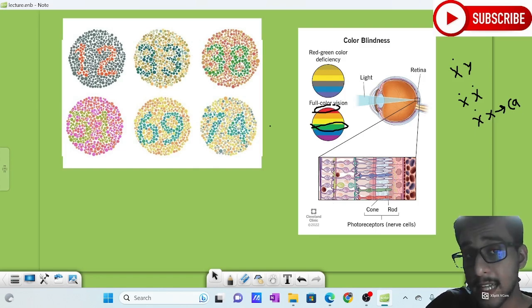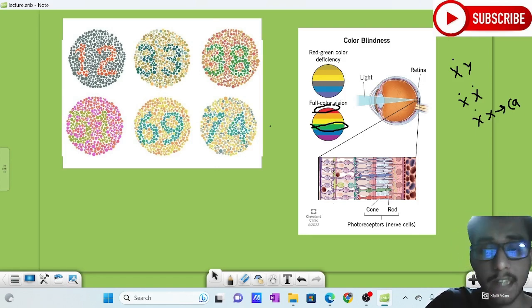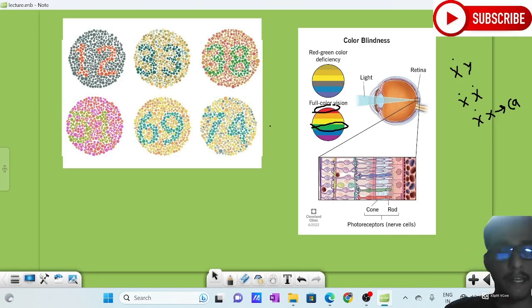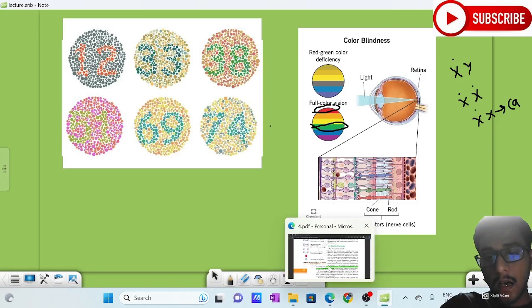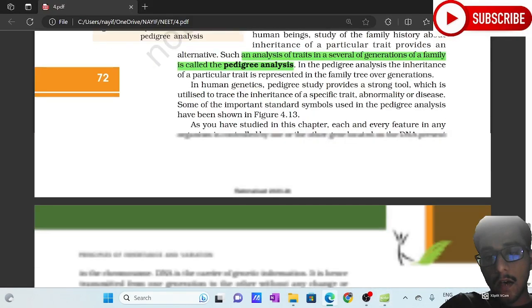For them, it is actually a mixture of colors, right? He or she can't identify what's inside. So this is the case of color blindness. Color blindness is an X-linked recessive disease. Okay, I think you have understood it. The next disease to be discussed is hemophilia. I think this much is required for color blindness; there is nothing much to be seen. Next is hemophilia. We will go to your textbook.